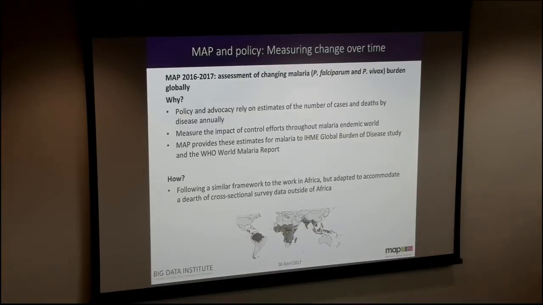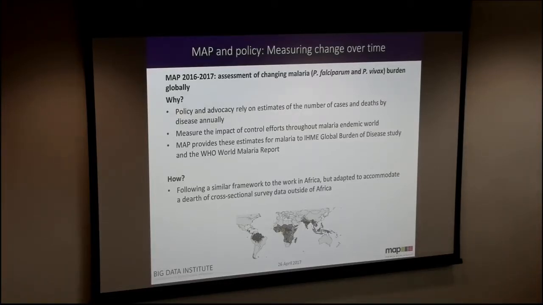And it also allows for us to, as with the Africa analysis, measure the impact of different control strategies that are used throughout the endemic world. And these results that we produce feed into the Global Burden of Disease study, which people here may be familiar with, that's run out of IHME at University of Washington. And we provide the estimates for the WHO's annual World Malaria Report.